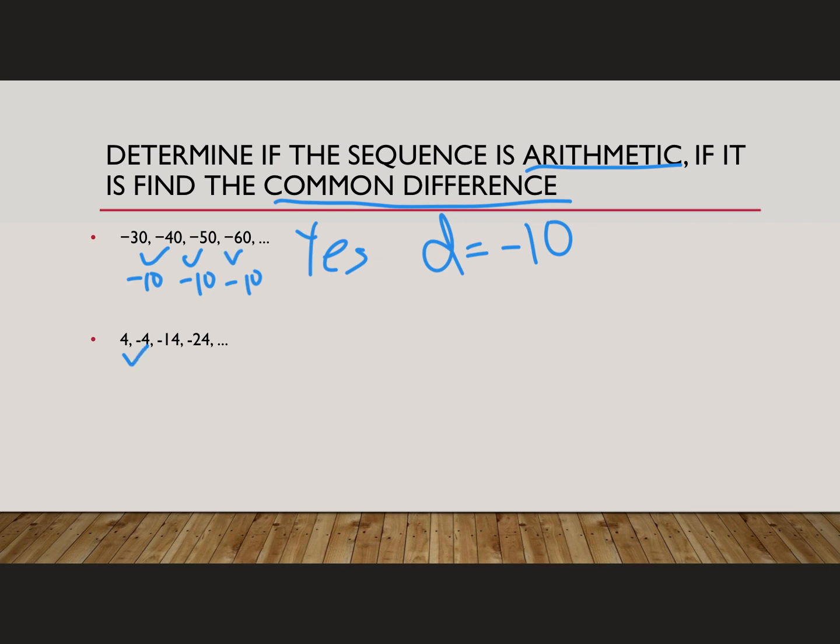Here, 4 to negative 4, we're subtracting 8. Negative 4 to negative 14, we subtract 10. Negative 14 to negative 24, we subtract 10 again. So this one is not arithmetic.